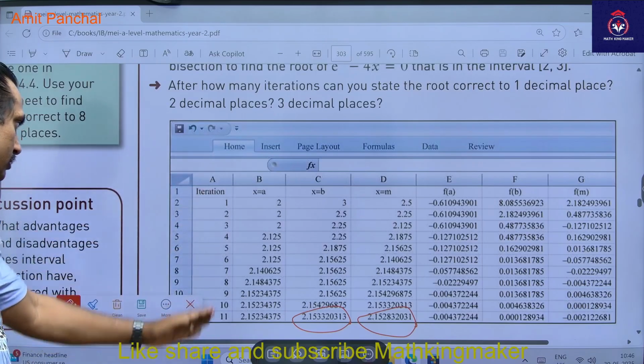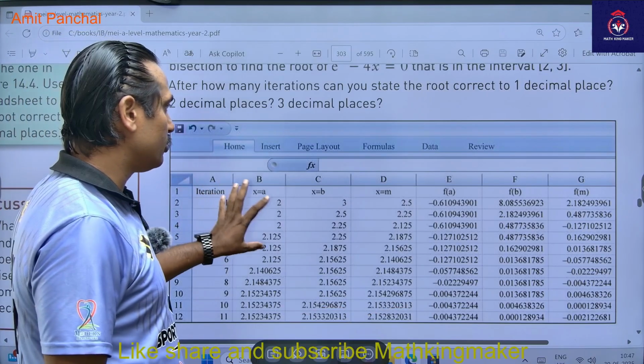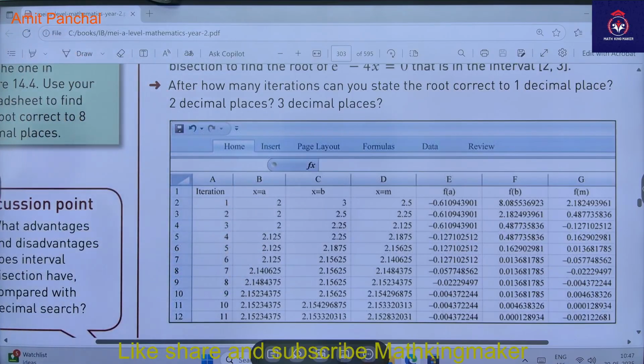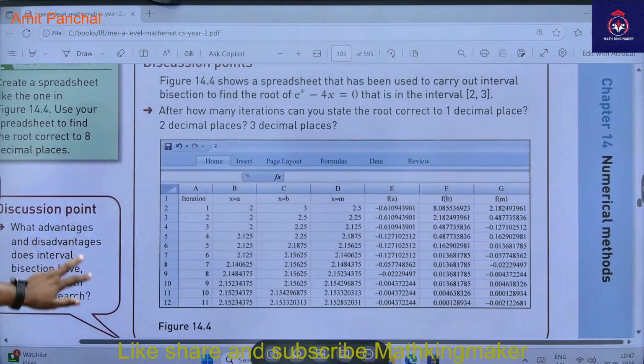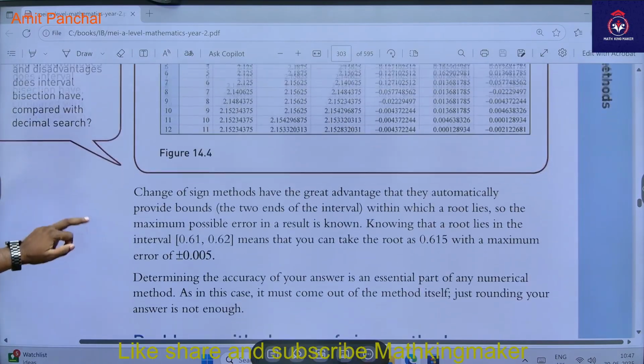Okay, and these things are said to be the iterations. So a question will be given to you that find up to 10 iterations, 12 iterations, 15 iterations. So you have to use this type of table. That will keep you busy with your calculator. You can't find any value without a calculator. So a calculator is heavily allowed in this numerical methods.